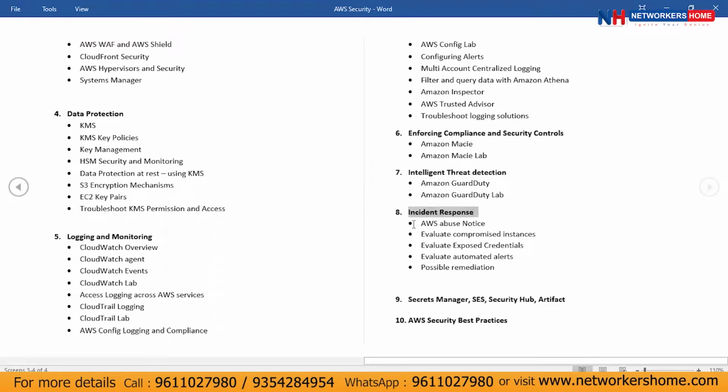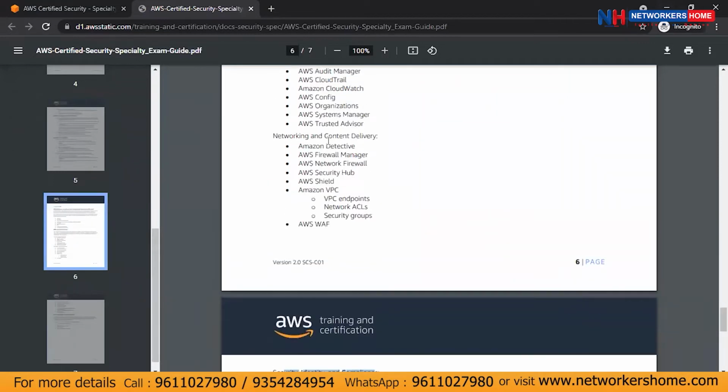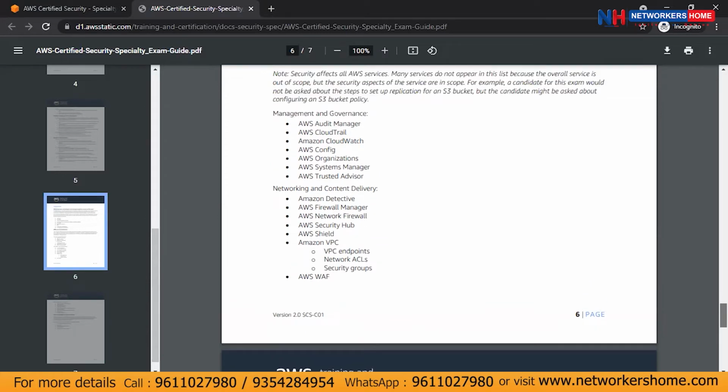The first domain. Topic 8 is from the first domain. And other things we see: Secrets Manager, SES, Security Hub, and Artifact. These are the services. Maybe something from this page I don't have there, like Amazon Detective. Previously AWS did not mention what services will be covered in the exam, but starting from the last 2-3 months, they are including what services may appear in the exam. Anyhow, we'll include this one also as part of our AWS security.